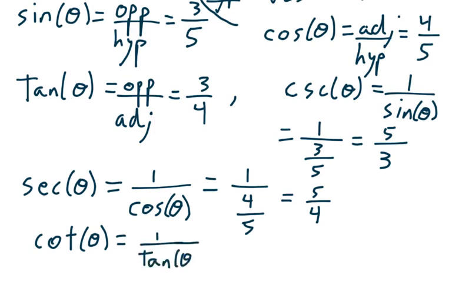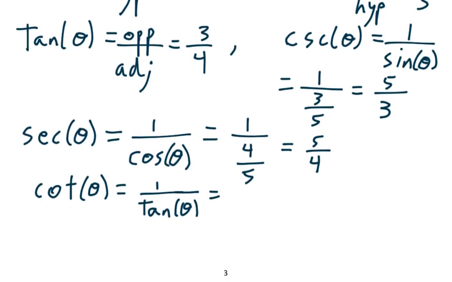See if we can draw that. Move it up a little. So we have 1 over 3 over 4. But again, 1 over something means you flip it. So we have 4 over 3. So we have our answers here.